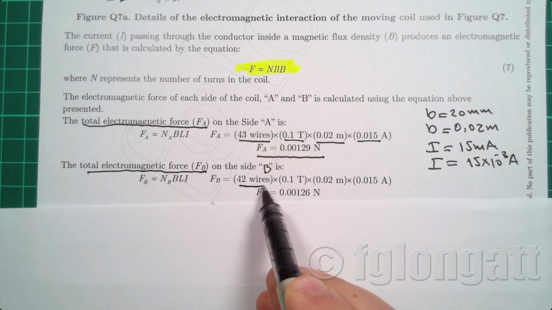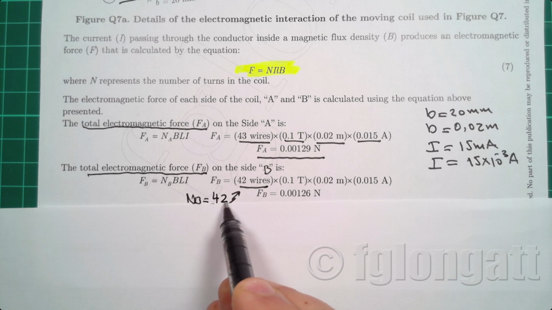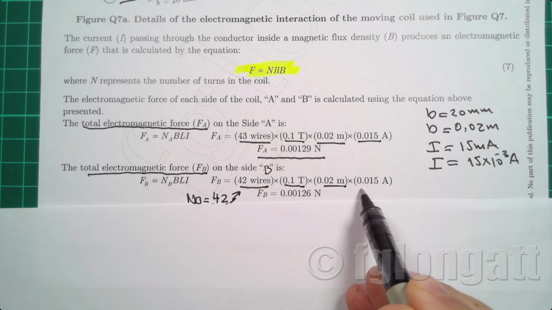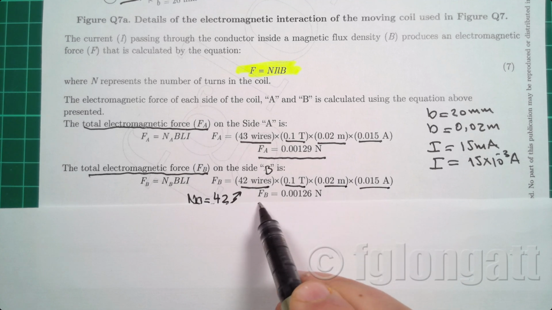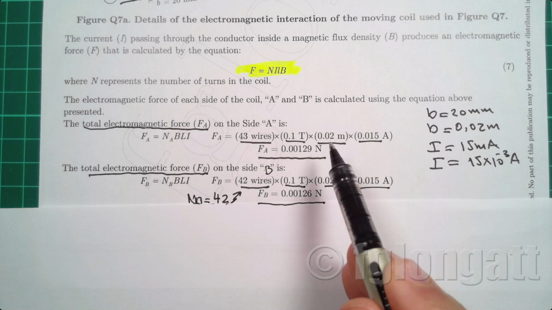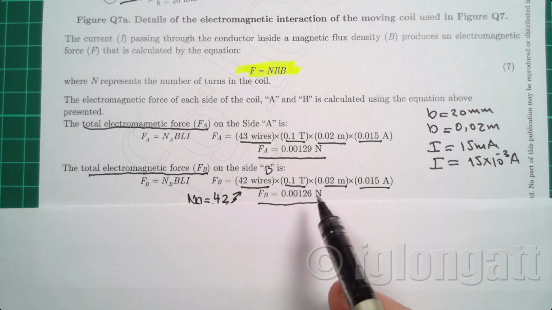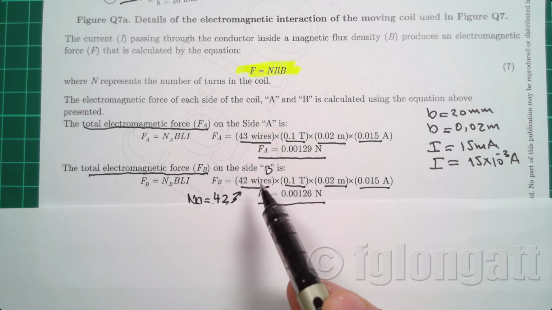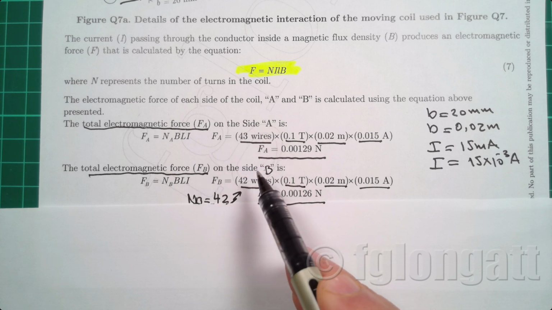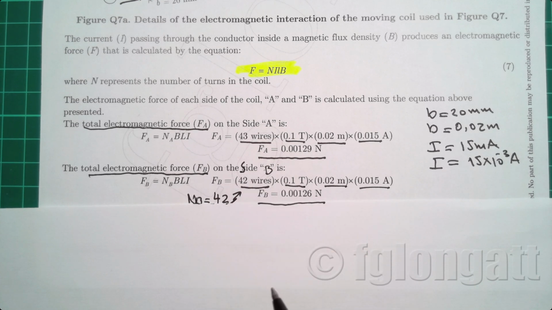Now we can do the same for the section B, and in this case, the total electromagnetic force will be the 42 wires, because remember, this is the NB, 42 wires. And now we substitute B, L, and I, and we obtain the force on the section B. What is important is that you can see that the force A is larger than the force B, and the reason is that there are different numbers of wires on the side A versus side B. So that is very important to keep in mind.